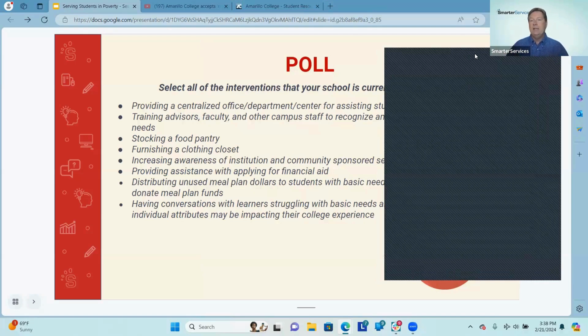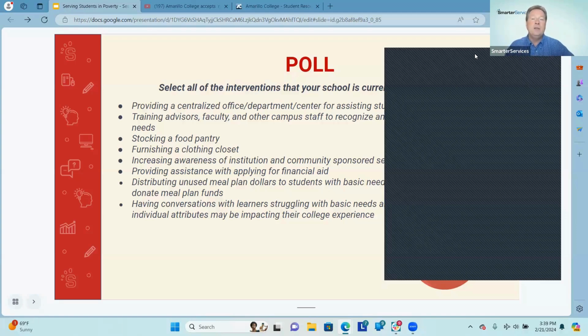There may be industries in your local community that really are suffering because they don't have enough entry-level workers. Well, if you go to those industries and say, look, we're going to help people get this associate degree, or we're going to help them get this bachelor's degree so they can be better employees for you, could your organization help us start a center? Maybe that would be an idea. Training advisors and faculty, stocking a food pantry.